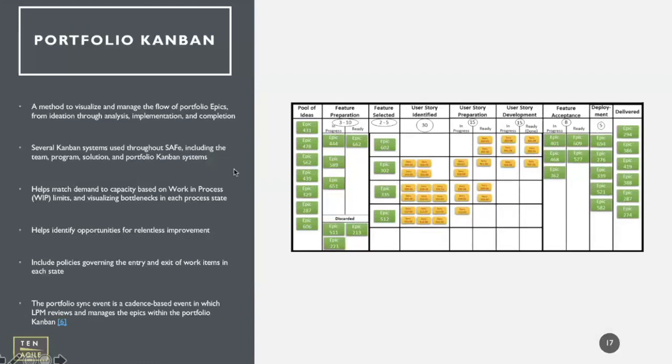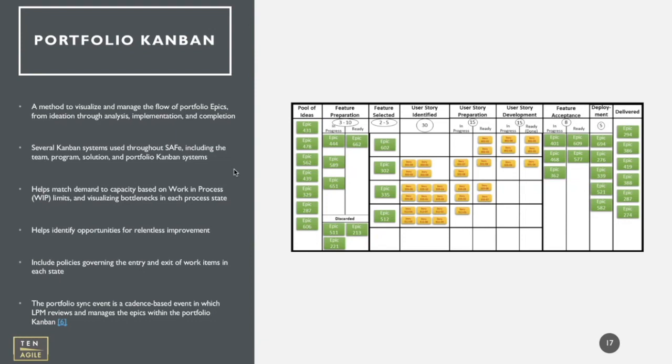All right, so portfolio Kanban. Now, what is portfolio Kanban? It's a method to visualize and manage the flow of portfolio epics from ideation through analysis, implementation, and completion. So it basically visualizes how your epics are moving through the system by passing different states from analysis through completion.